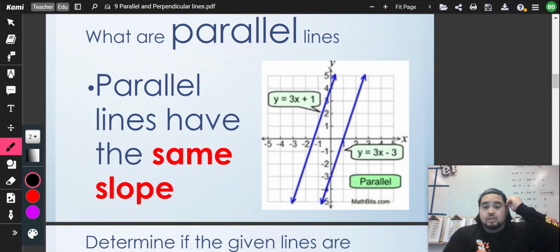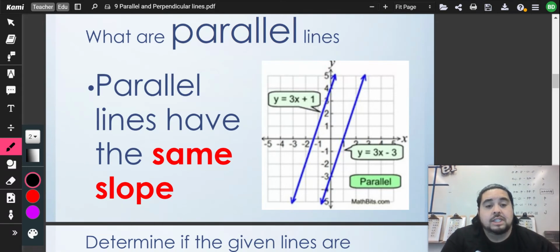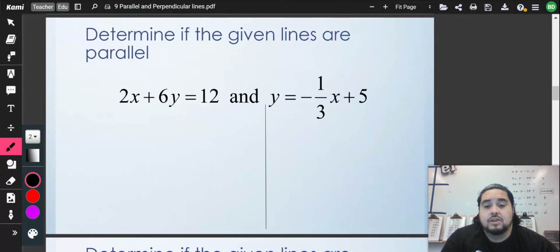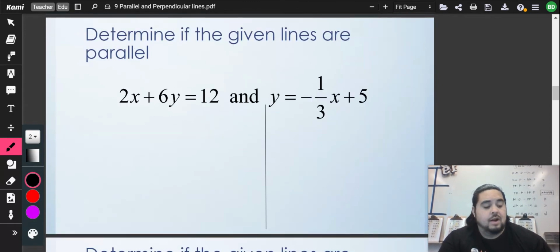Now, in relation to what we were doing last week, where we were changing things from standard form into y equals mx plus b, what we're going to do today is verify and determine if two lines are parallel by converting one into y equals mx plus b and comparing it to the slope of another. So, first example, I want to determine if the given lines are parallel.